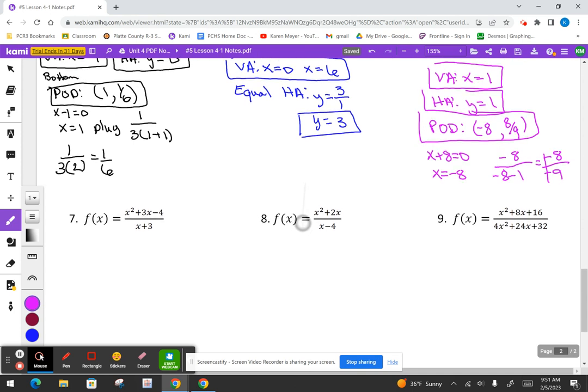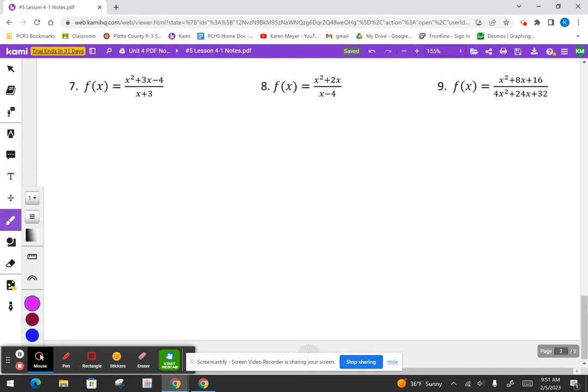Okay, last row. We're going to do number 7 together, and then I would like you to pause the video and try 8 and 9 on your own. So on number 7, factor the top, and the top will factor, multiply for negative 4, add for 3. So that would be x plus 4, x minus 1 over x plus 3. Nothing cancels out, so no POD.